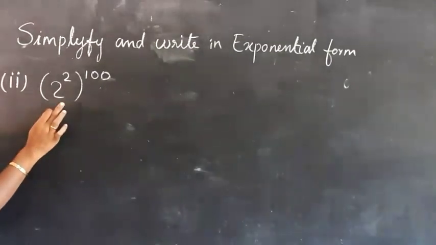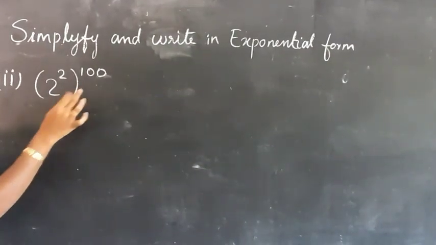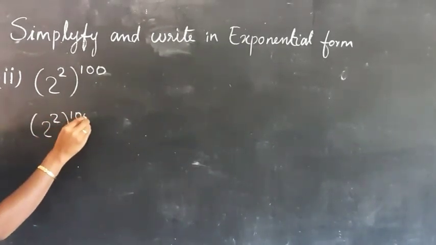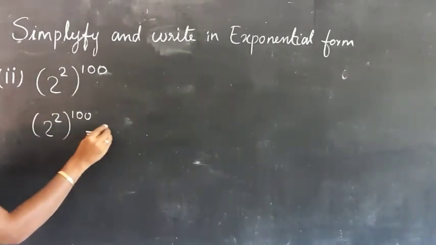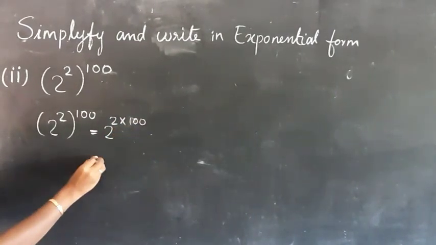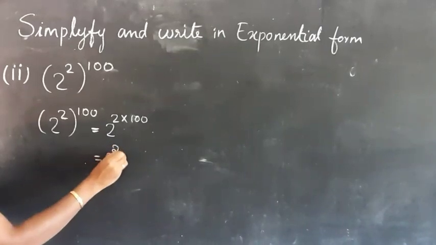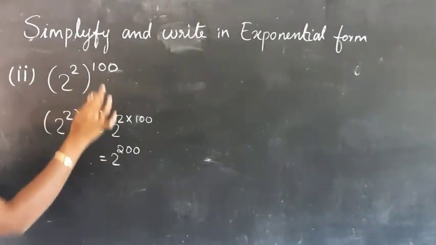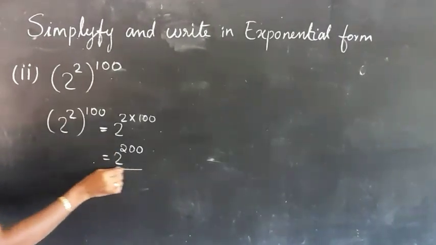Second one, (2 raised to 2) all raised to 100. (2 raised to 2) all raised to 100 is equal to 2 raised to 2 into 100, which is equal to 2 raised to 200. So (2 raised to 2) all raised to 100 is equal to 2 raised to 200.